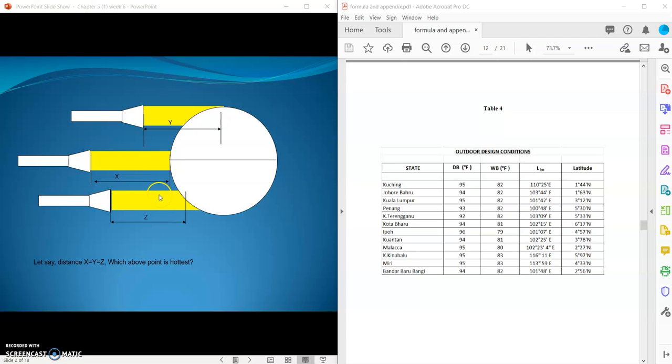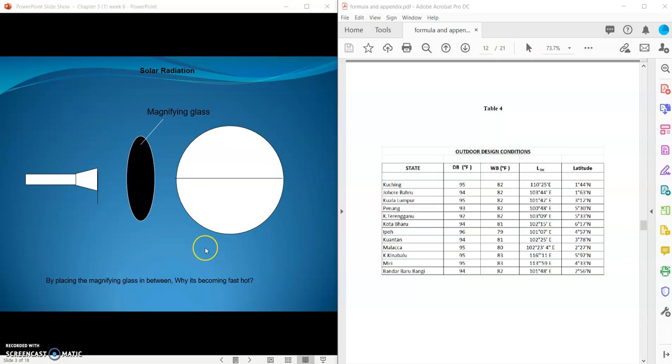Which point, X, Y, or Z, is the hottest? As you can see now, X is the hottest due to direct radiation, which is here at the equator. Y is the least hot because the radiation spreads over a bigger area compared to X. Thus, it is less intense compared to X, which receives direct radiation.